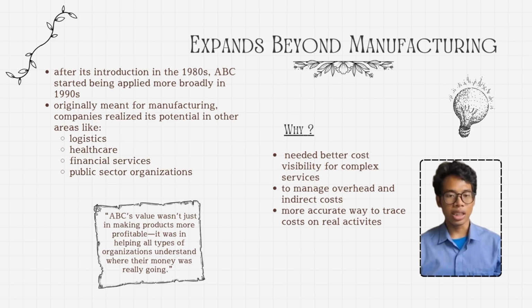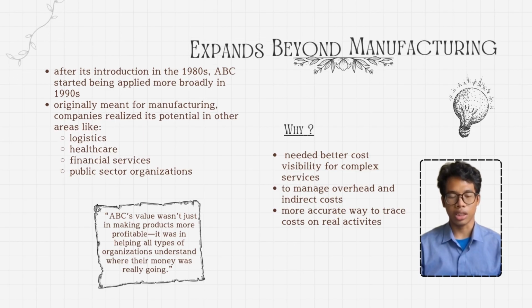Why? Because these sectors needed a better way to manage overhead and indirect costs at the time, and ABC provided a much more accurate way to trace those costs based on real activities.